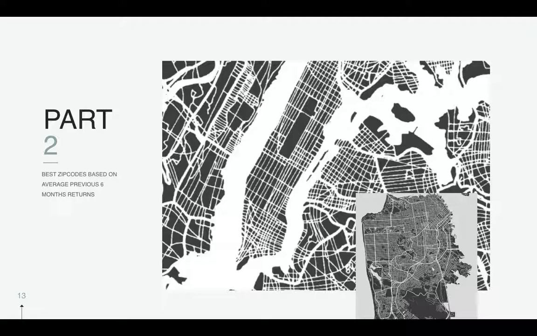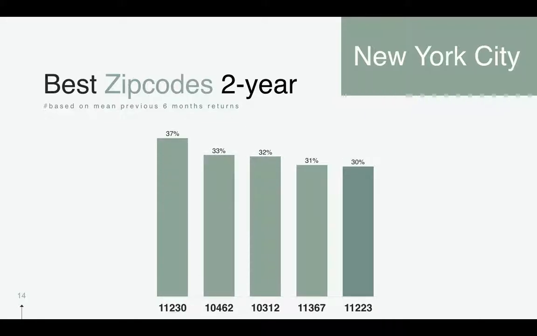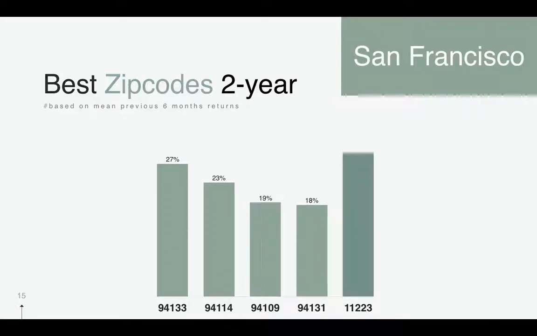For the second part, we identified the best zip codes to invest in based on the average returns from the previous 6 months of our data. For 2-year investments in New York City, these are the best zip codes, and these are the returns on average that each show for the previous 6 months. For a 2-year investment in San Francisco, these are the best options.